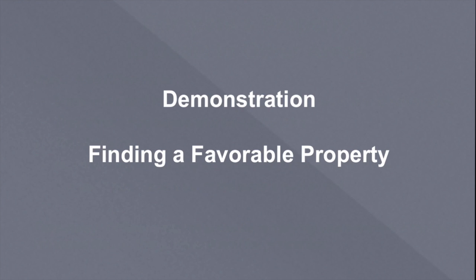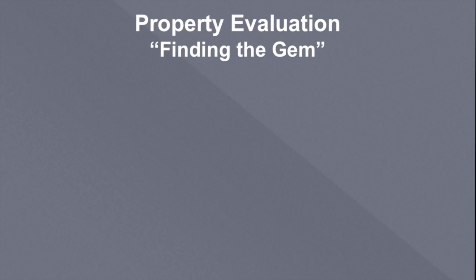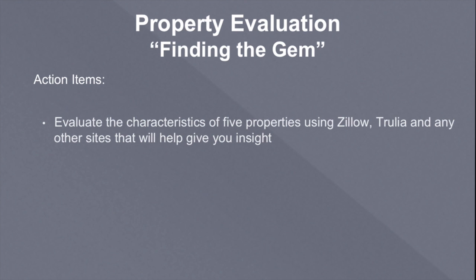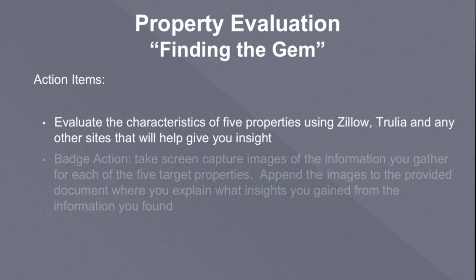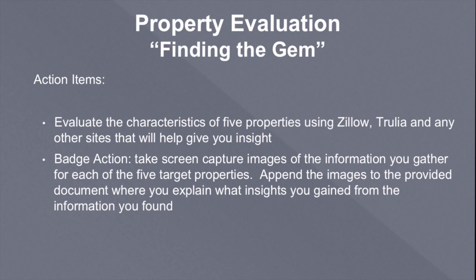So let's take a look at a demonstration here and see if we can find the gem, okay? And your action item, this one you're going to do on your own. All you've got to do is go to good old Zillow, Trulia, or any other site that will provide this insight, and capture some screenshots of the information you gather for 5 target properties. Append them to the provided document and explain what insights you gained from the information you found.